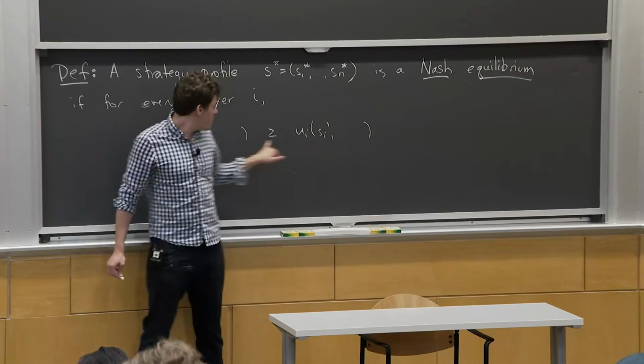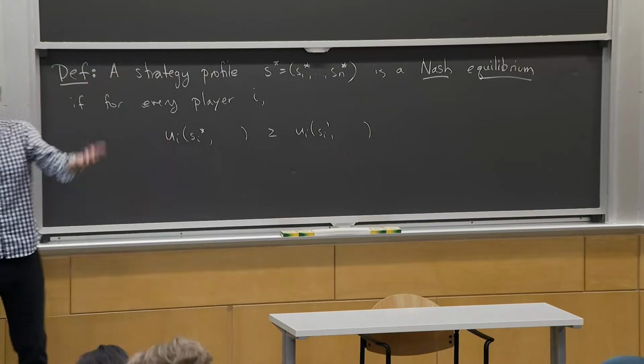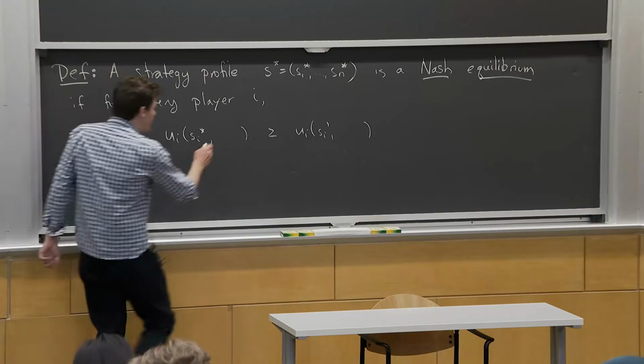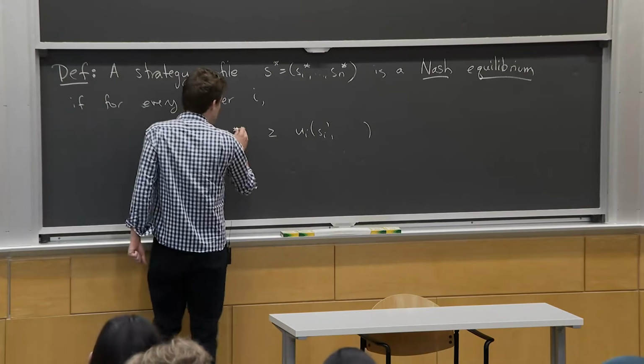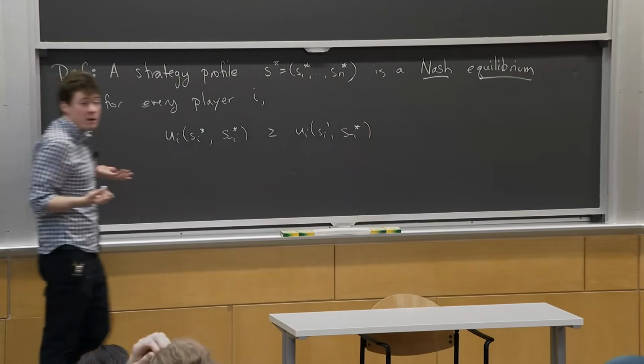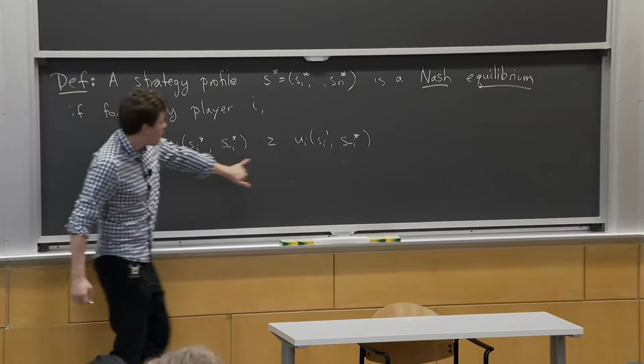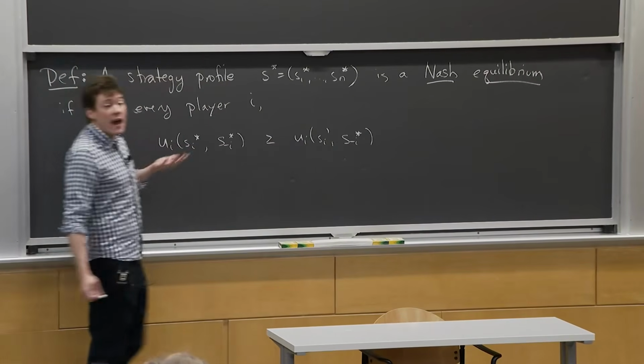s_i prime. But I still have to fill this in, right? And this is going to say, given the way that the other players are playing. So what I'm going to fill in here is s_negative-i star and s_negative-i star. I can't control how the other people are playing. So I take that as fixed. I take that as given. Given the way that my opponents are playing, I just do what I can control.